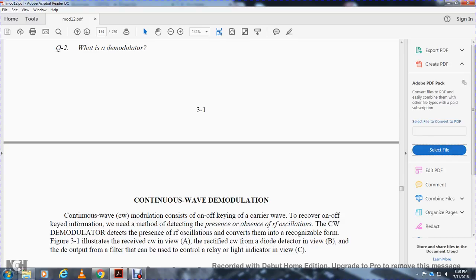Alright, continuous wave demodulation. Continuous wave demodulation considers the on-off keying of the carrier wave to recover the on-off keyed information. The method of detection is the presence or absence of oscillation. The continuous wave demodulator detects the presence of the radio frequency oscillation and converts it to a recognizable form.